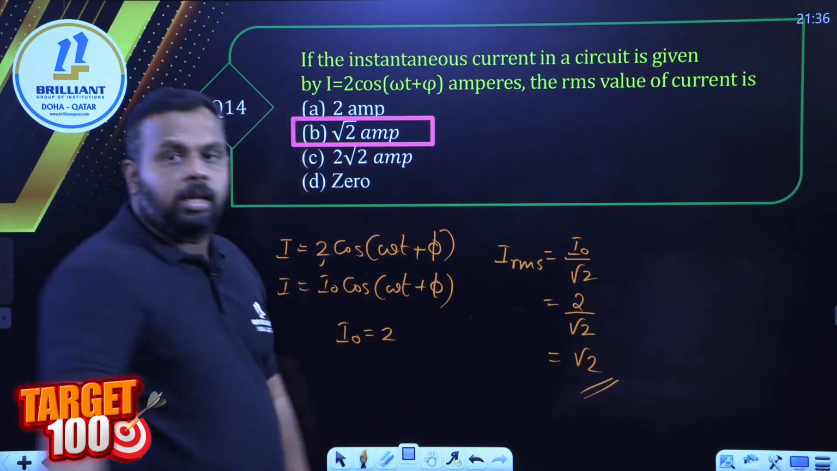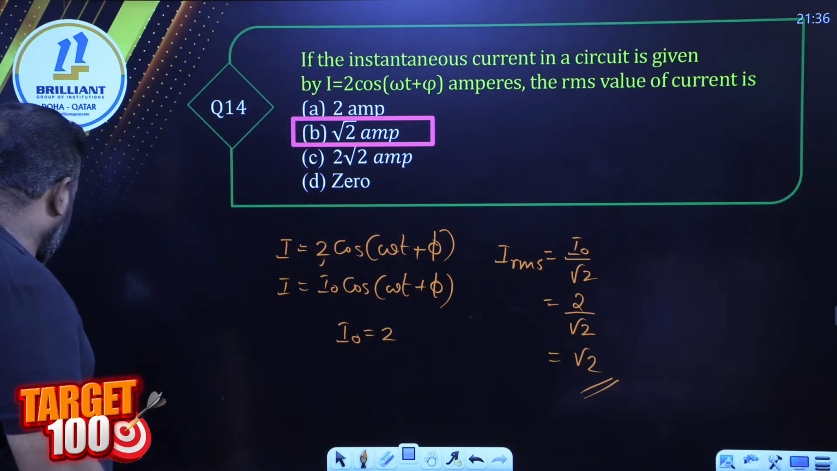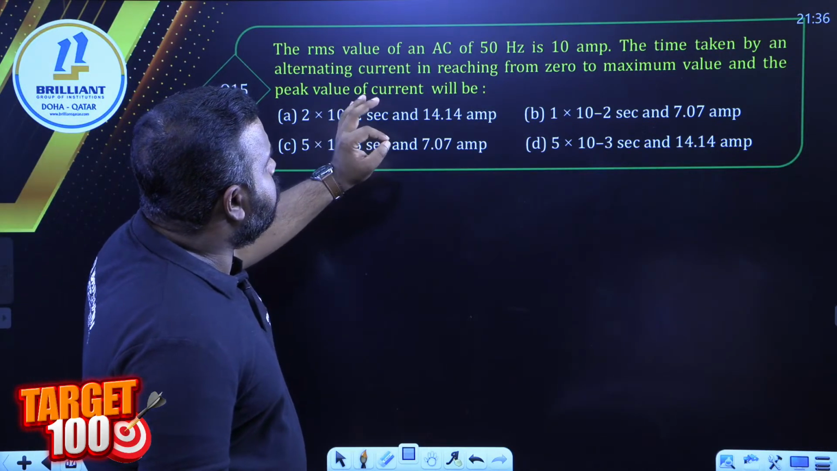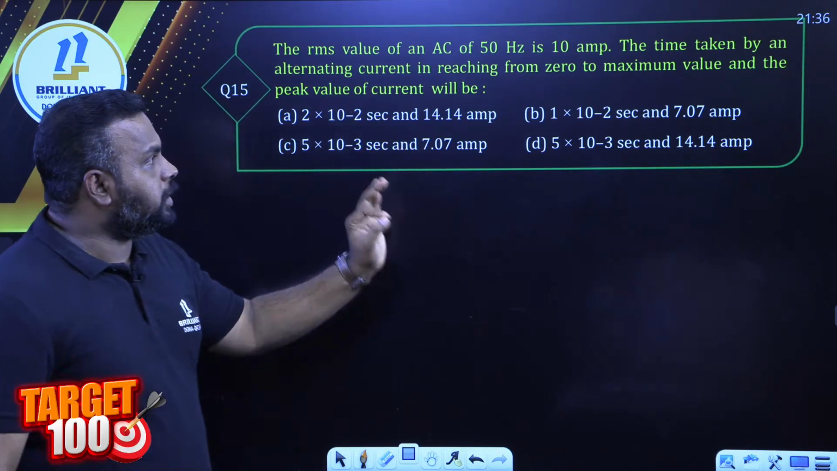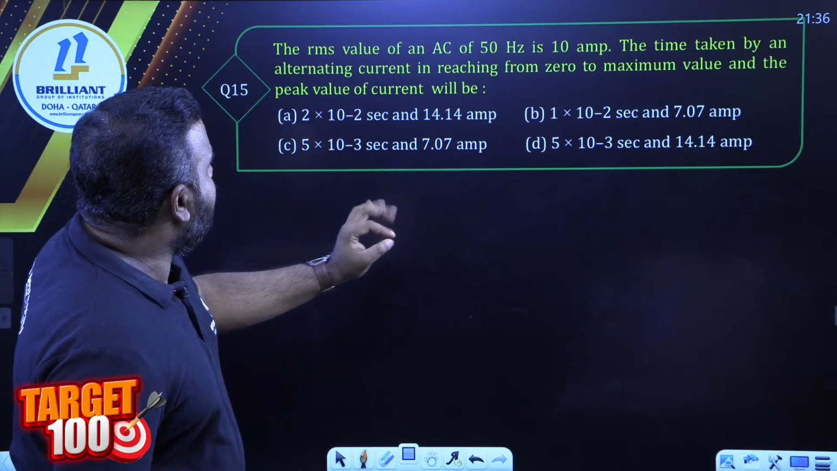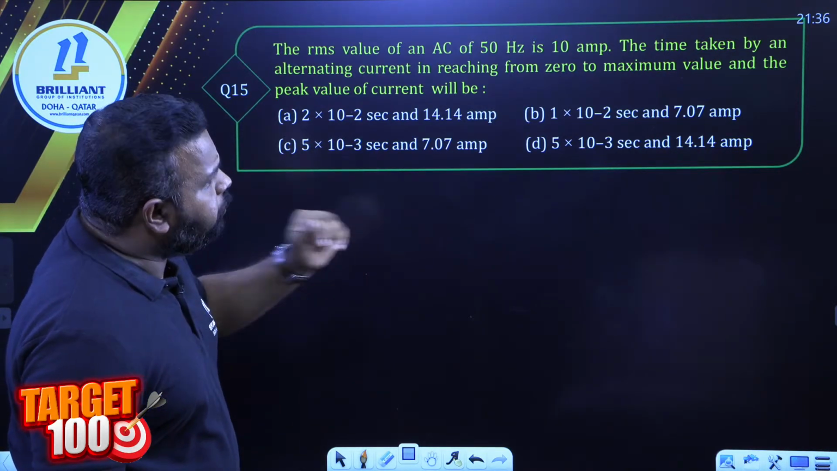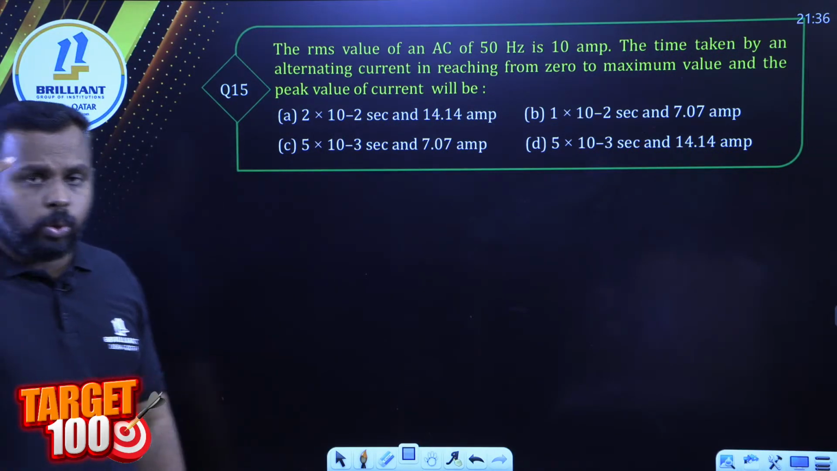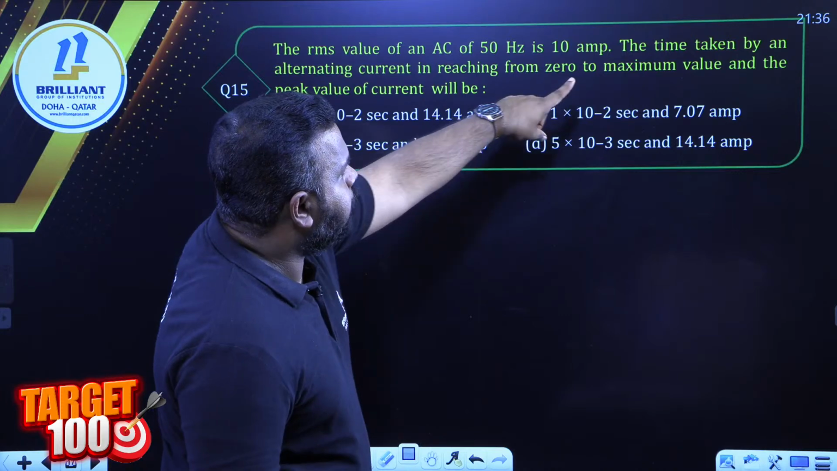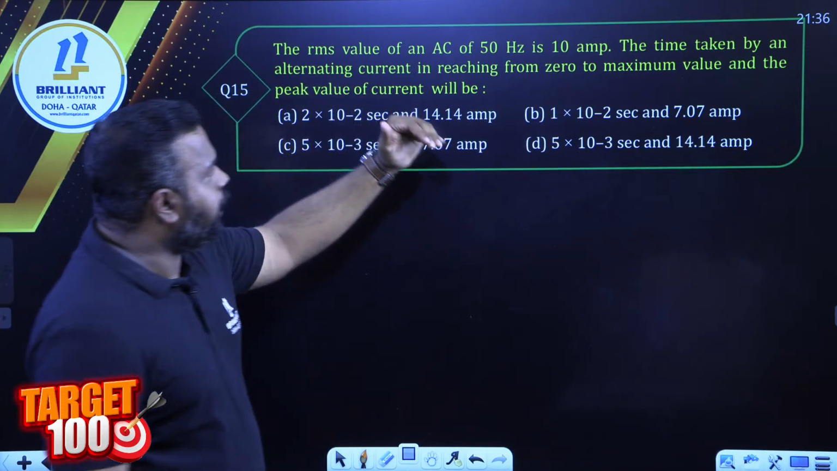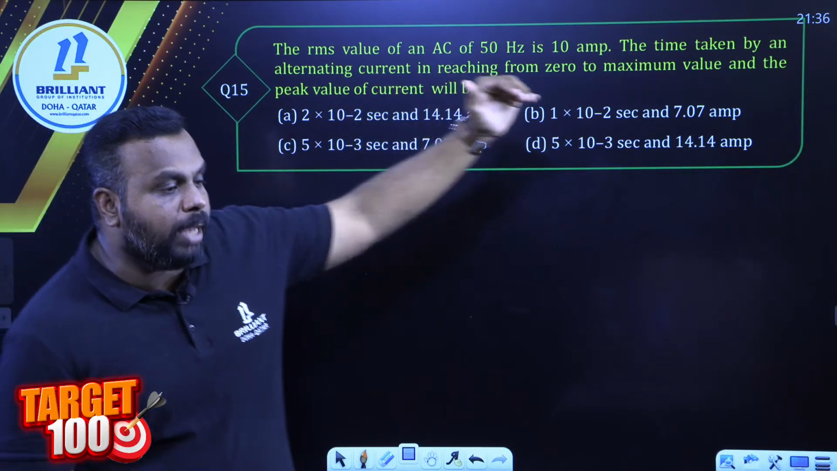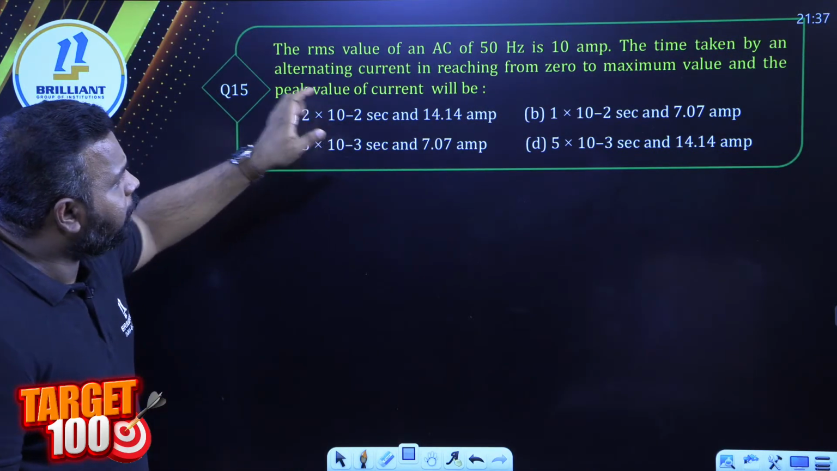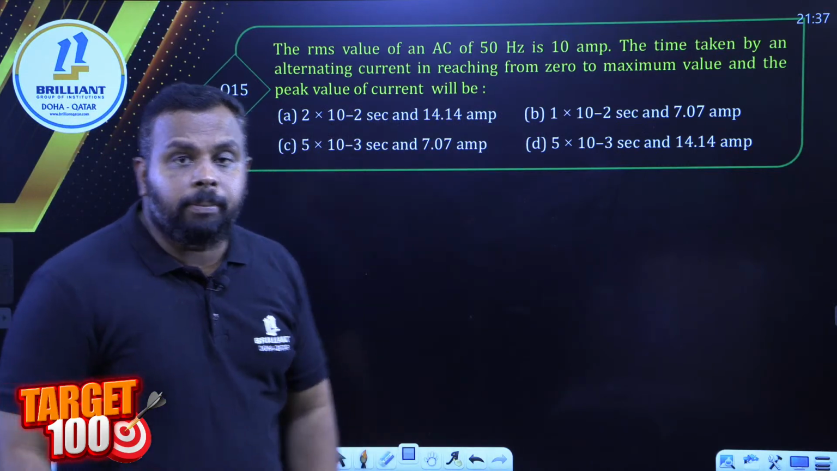Root 2 ampere. Okay, going to the next question, number 15. The RMS value of AC of 50 Hertz is 10 ampere. We need the time taken by an alternating current in reaching from 0 to maximum value, and the peak value of current. So we need to find two answers. One is the time taken to reach from 0 to maximum.